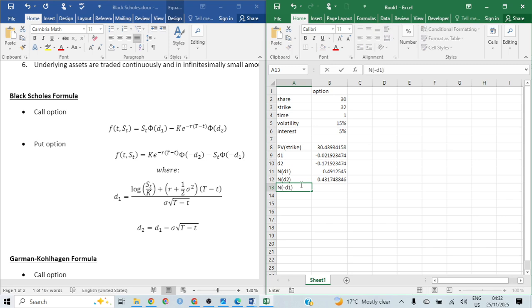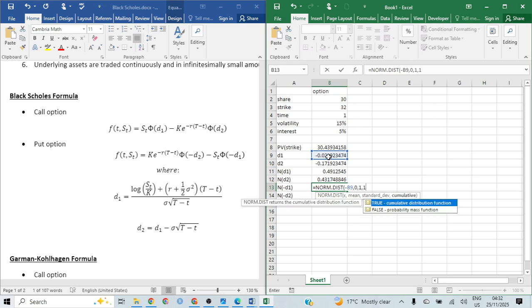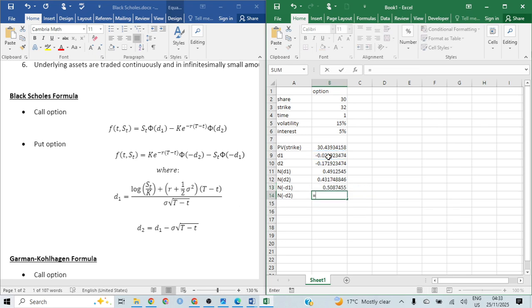phi of negative D1 and phi of negative D2. Same procedure, which is norm dist, and then now this value minus d1, and then the same thing, mean 0, standard deviation 1, cumulative, yes. And I could drag or norm dist again, just so you see, minus d2 at mean 0, standard deviation 1, cumulative, yes. And now with that I have calculated all the single values.